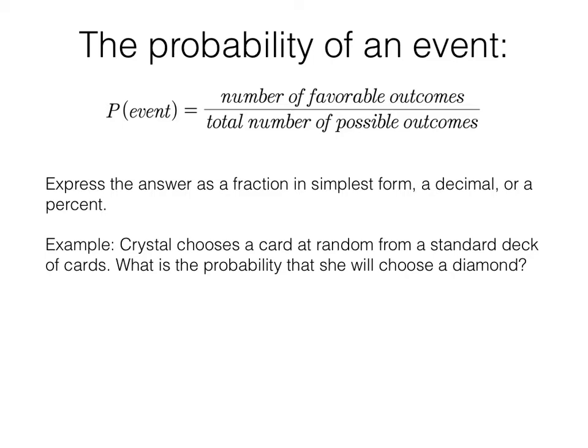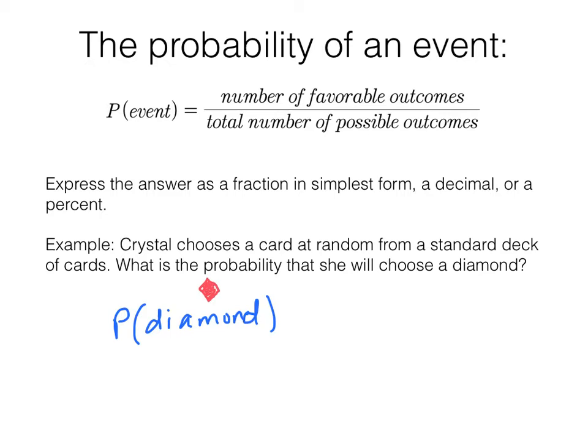So here's our example. Crystal chooses a card at random from a standard deck of cards. What is the probability that she will choose a diamond? Okay, so we would write that, first of all, as the probability of choosing a diamond. Or you could actually draw the diamond. You could do that with a little red. There we go. Diamond. All right.